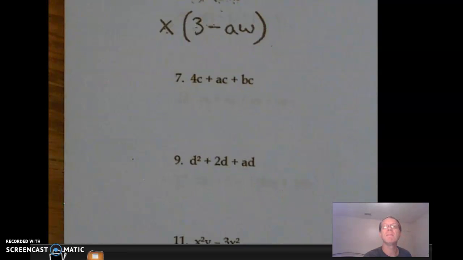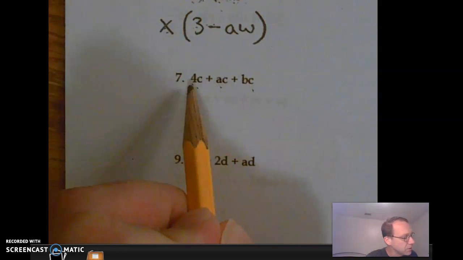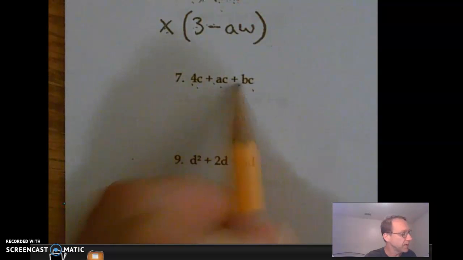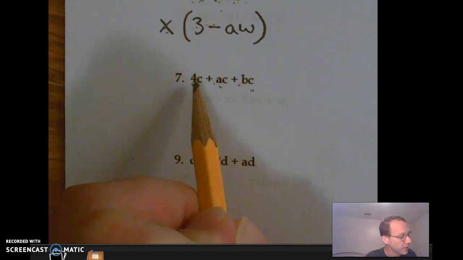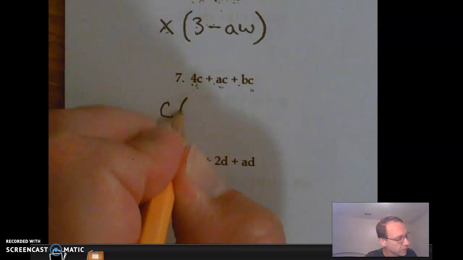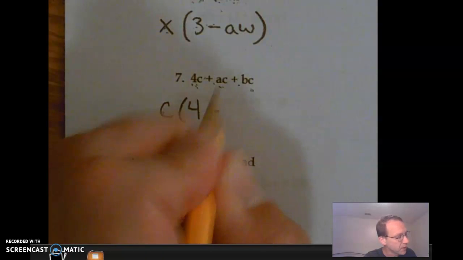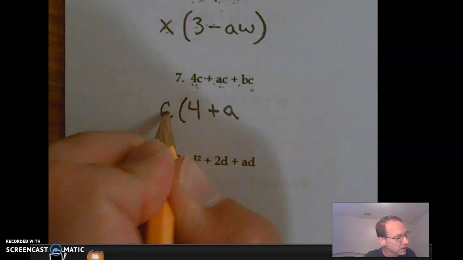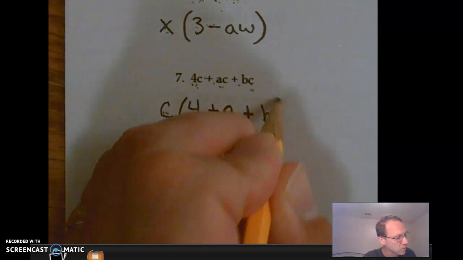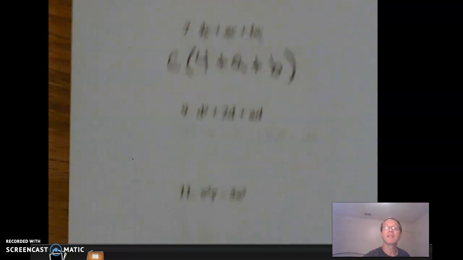Okay, let's look at 7. So notice that these three terms don't have a, it's 4, 1, and 1, so there's nothing to factor out of the numbers, but it has a c in common. Now, since there's a c in common with all three terms, we can factor it out. So 4, c divided by c is 1, plus a, c divided by c is 1, plus b, c divided by c is 1. And that's your answer. All right, let's keep going.